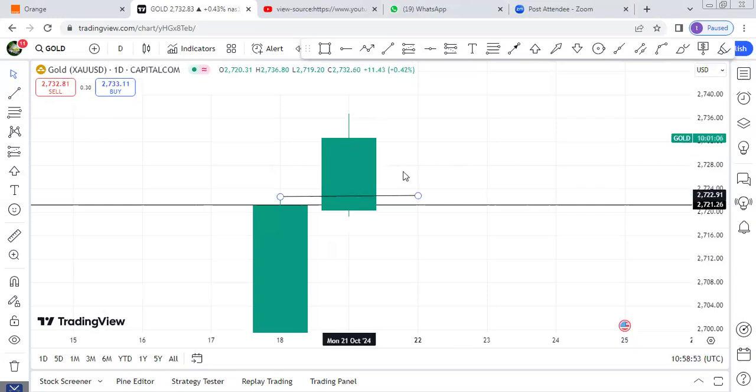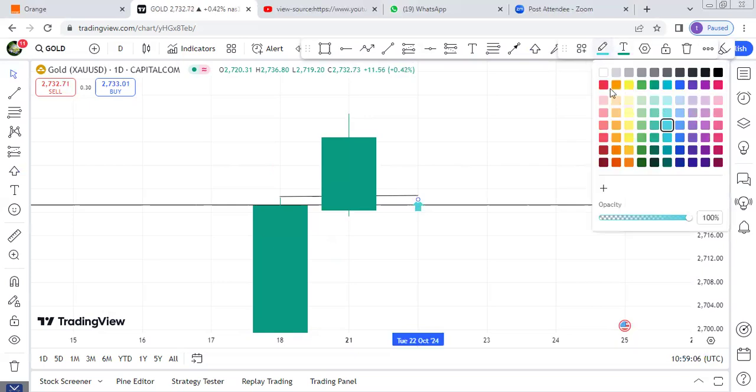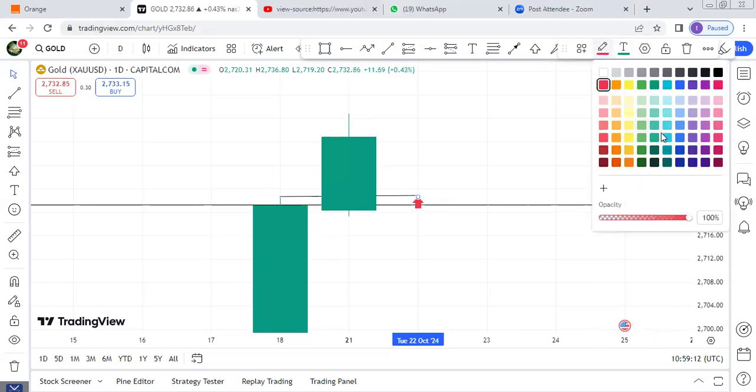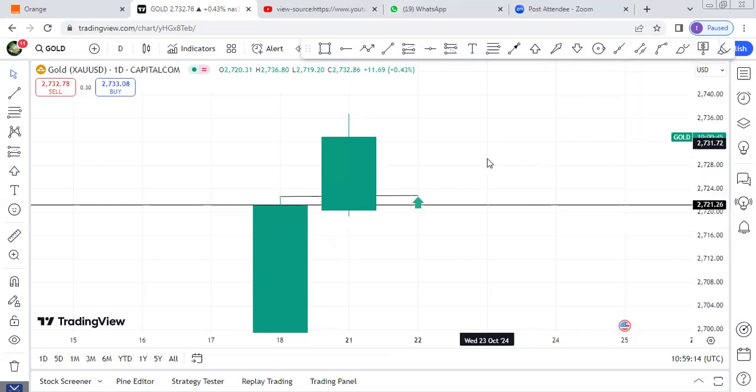Now, since it's a liquidity sweep from this level, some of you are expecting gold to buy from this level. Let me just change the color. You are expecting gold to buy from that level. Let me just make it blue. Okay.